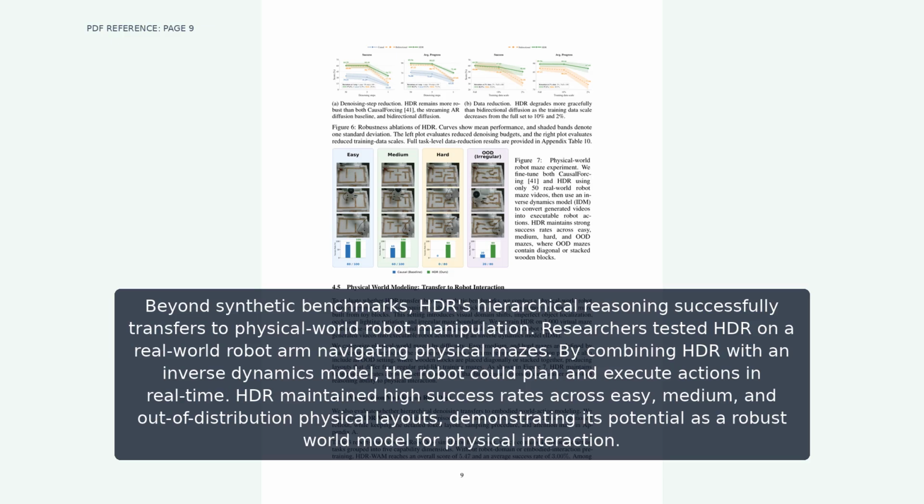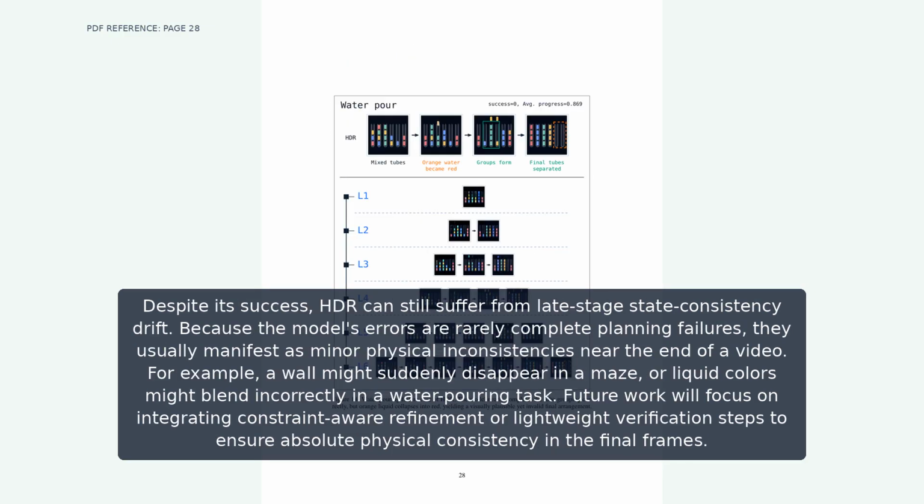for physical interaction. Despite its success, HDR can still suffer from late-stage state consistency drift. Because the model's errors are rarely complete planning failures, they usually manifest as minor physical inconsistencies near the end of a video. For example, a wall might suddenly disappear in a maze, or liquid colors might blend incorrectly in a water-pouring task. Future work will focus on integrating constraint-aware refinement or lightweight verification steps to ensure absolute physical consistency in the final frames.